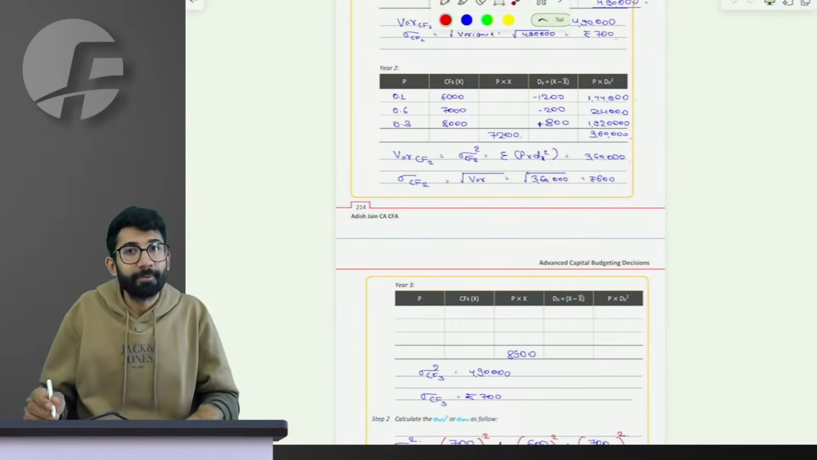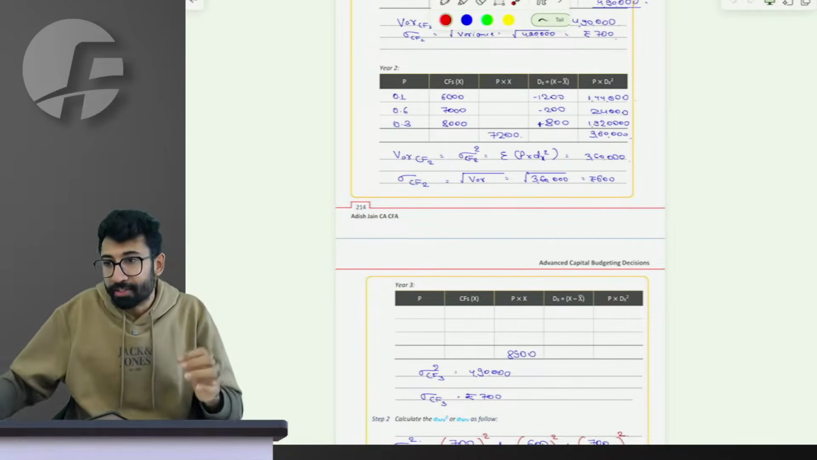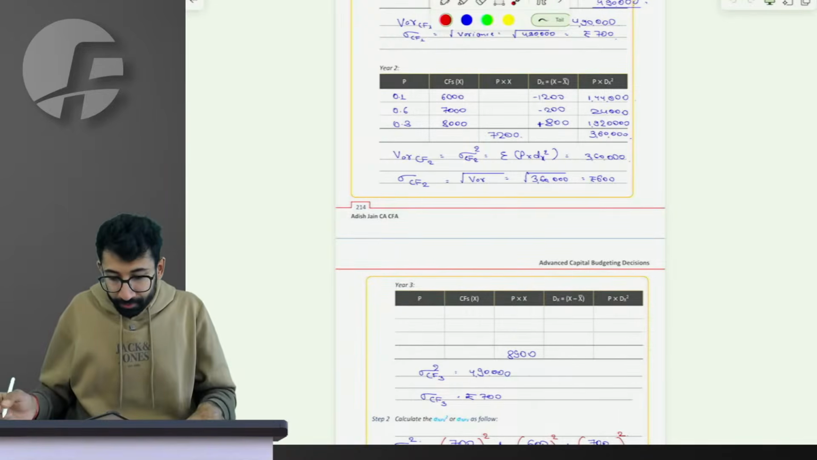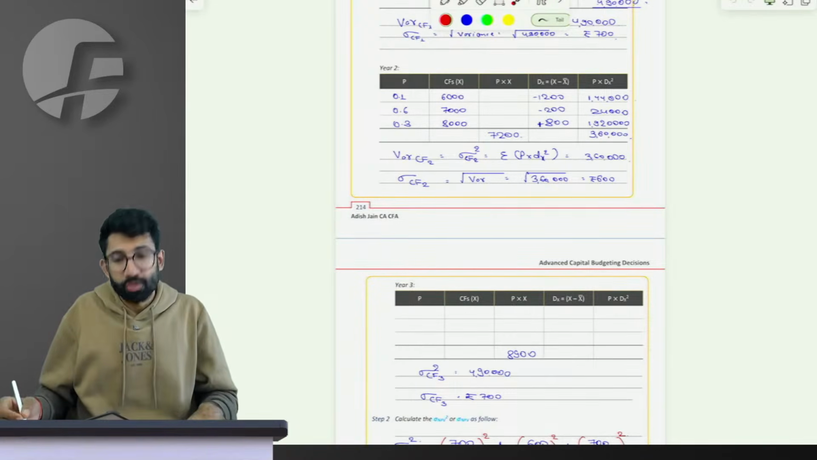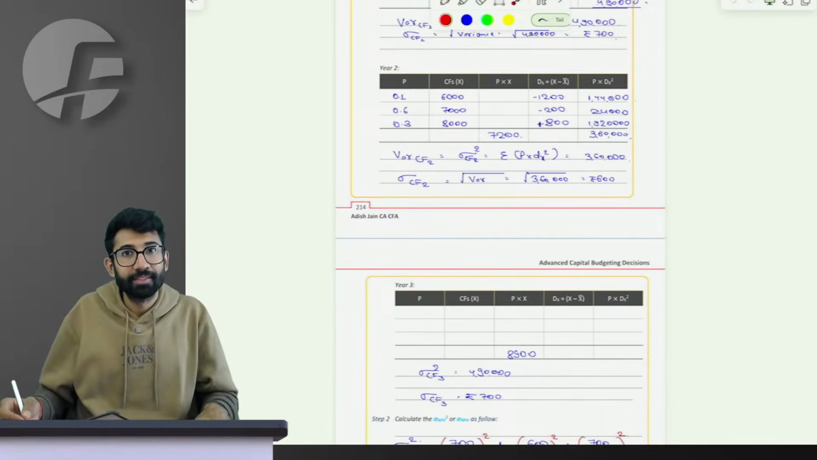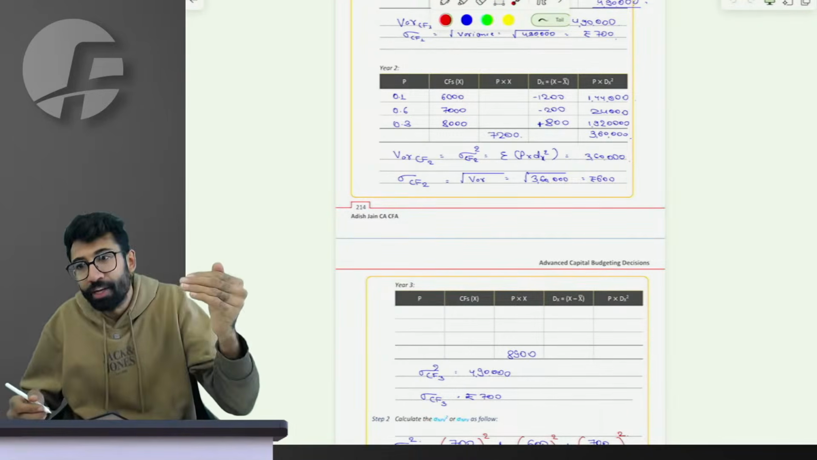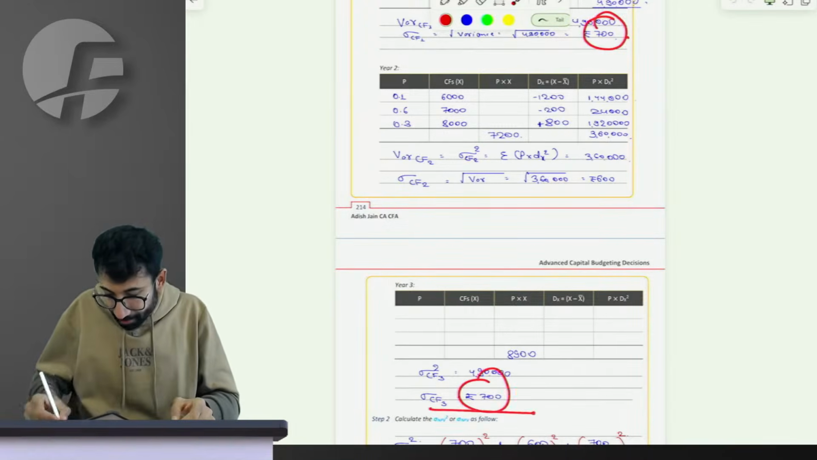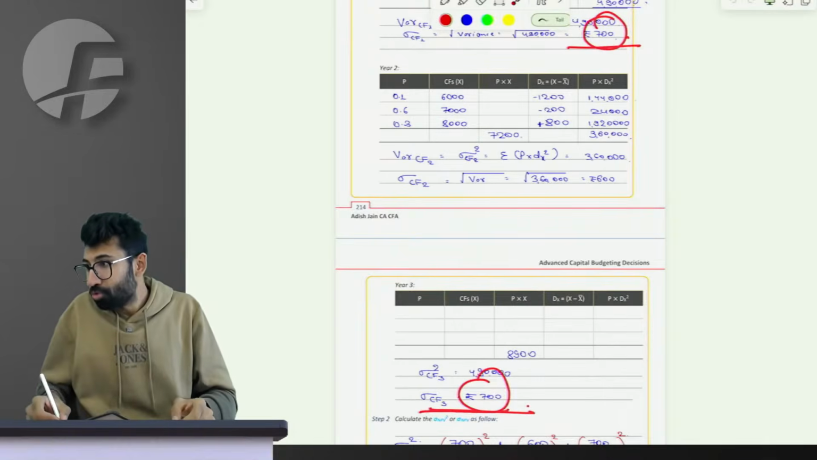Can you tell me, of year 1, 2 and 3, which year's cash flow is the most risky? Come on, everyone in the class. Which year's cash flow is the most risky? Year 1 700, 2 600, 3 700. Sir, higher the standard deviation, higher the risk, can I say? Year 1 and year 3 are the most risky.